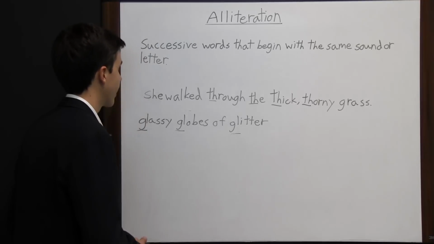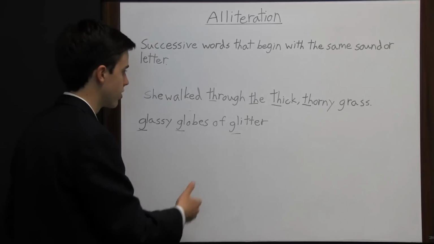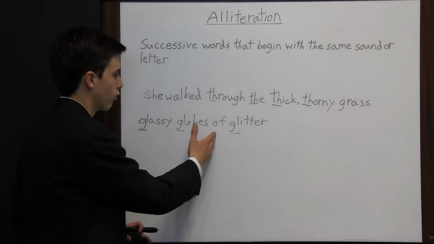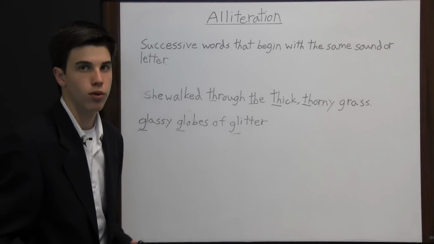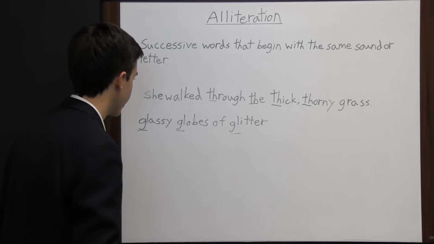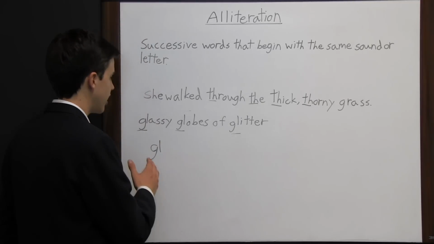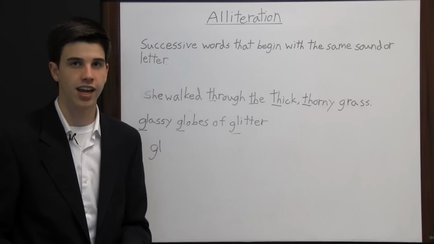Now, of course, you may be thinking, okay, it said successive words, and right here, of is in between those. Well, it's okay for one word in there not to start with the same sound. That's all right. But glassy globes of glitter are the words we're focusing on here. The two letters it starts out with are GL, and GL is difficult to say in a row.